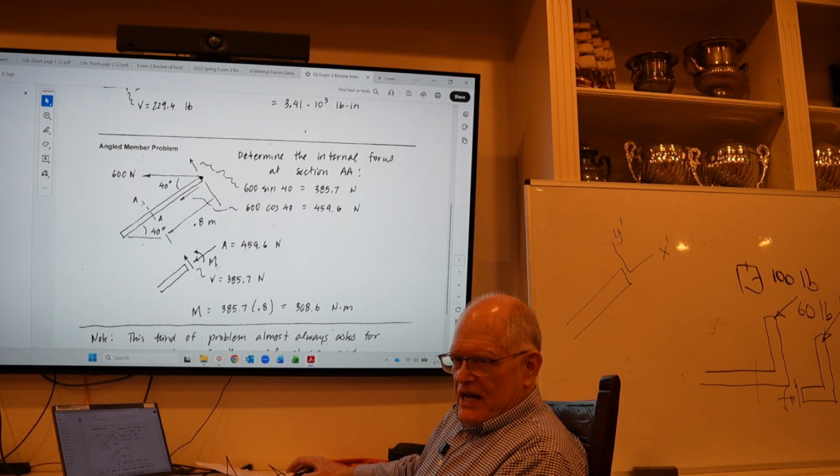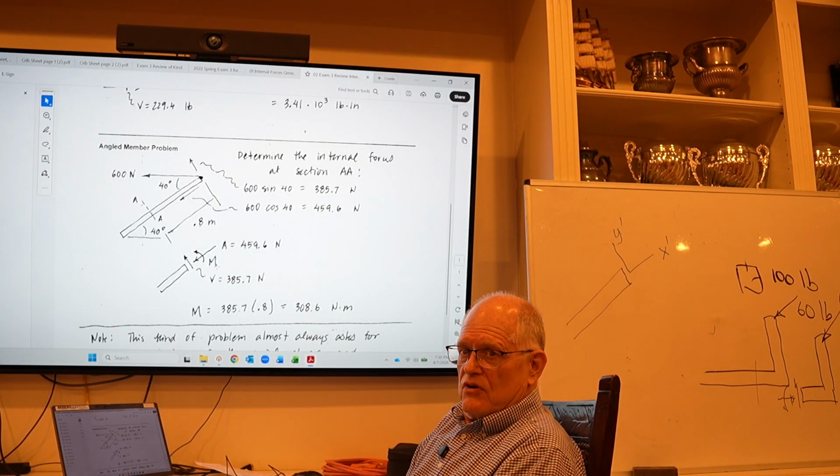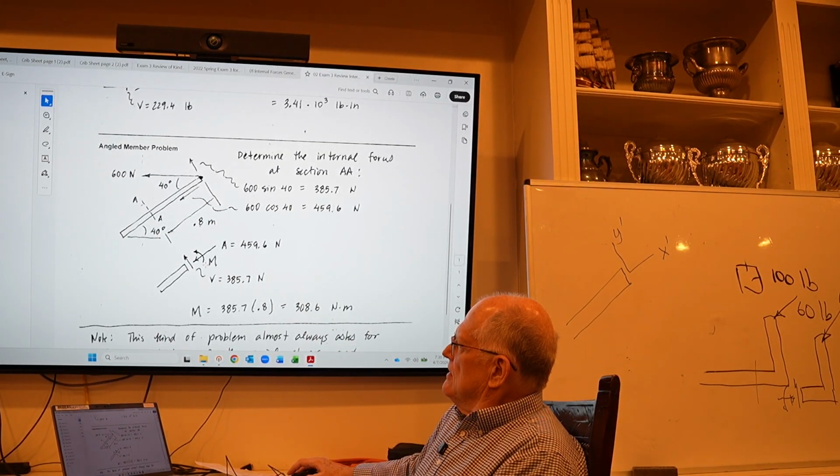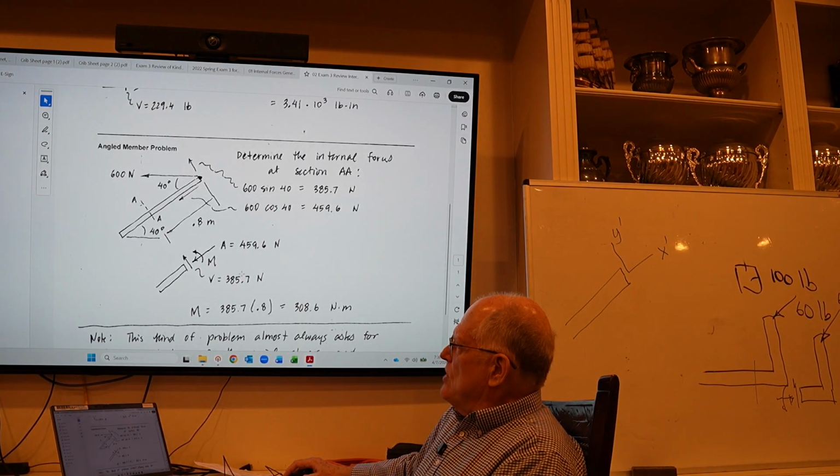So don't be intimidated by these things being drawn at weird angles. You're just resolving your forces into components along the member. And don't worry about the sign convention.